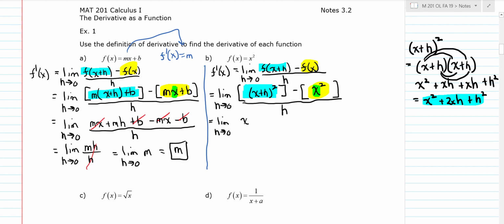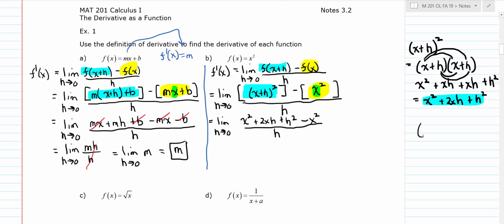Change this to x squared plus 2xh plus h to the second. Bring down the minus x to the second. And then this will be the limit that we're ultimately going to do. Okay? I do want to show you this also.